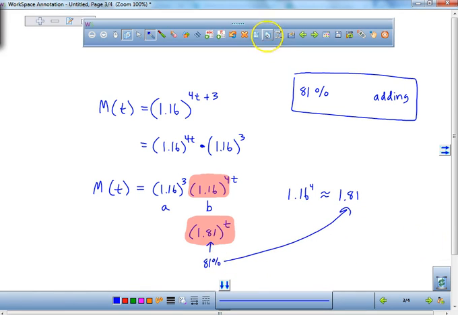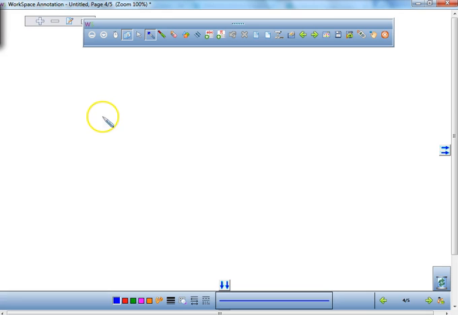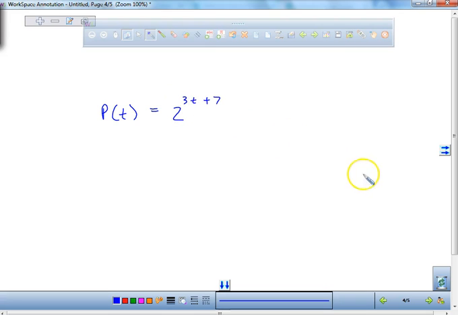All right, what does yours say? P of t. What's it equal to? 2 to the power of 3t plus 7? Okay. If I wanted to rewrite it, this is how I would rewrite it. My base number is 2. I'm raising it to the power of 3t times 2 to the power of 7.